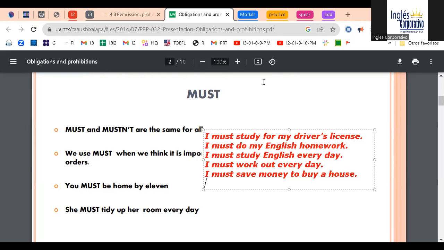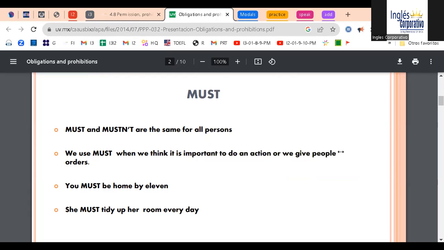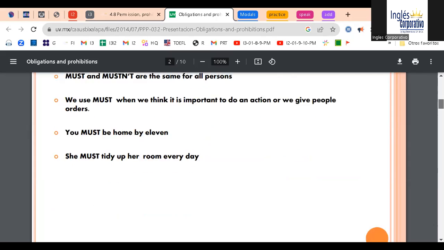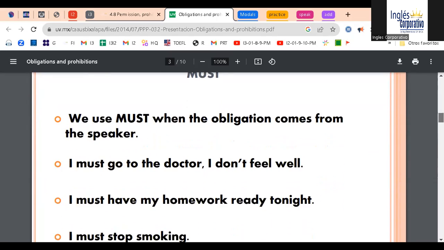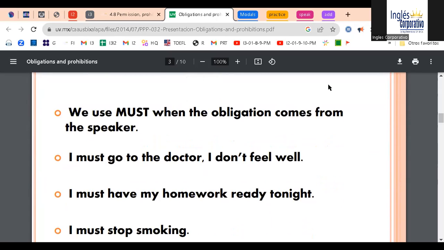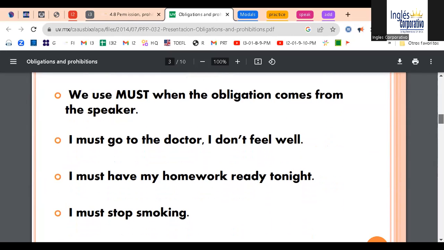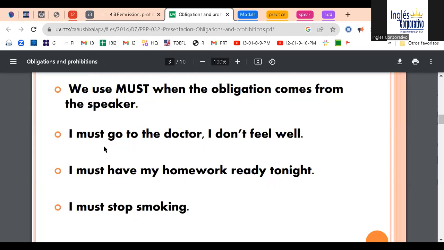Okay, thanks guys. So now let's continue. We're going to be checking the next one, which is when we use must for obligation. So when do we use must for obligation? When the obligation comes from the speaker, right? So this is very similar to the previous examples. I must go to the doctor. I don't feel well. So that's your responsibility, your obligation to take care of yourself.